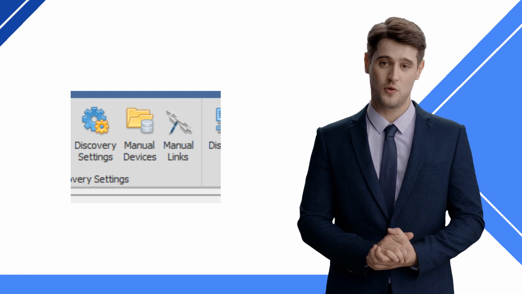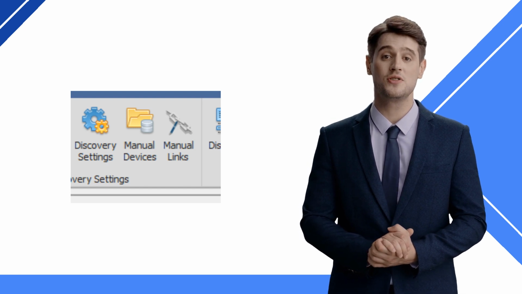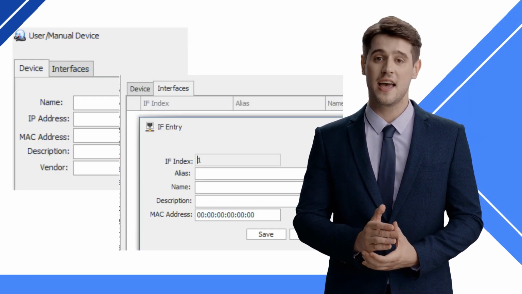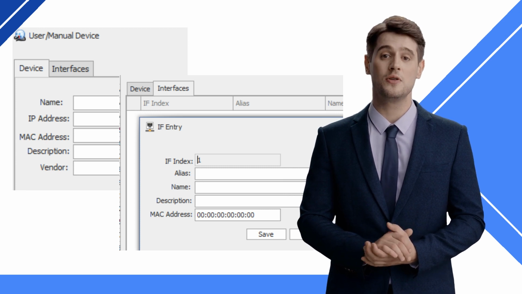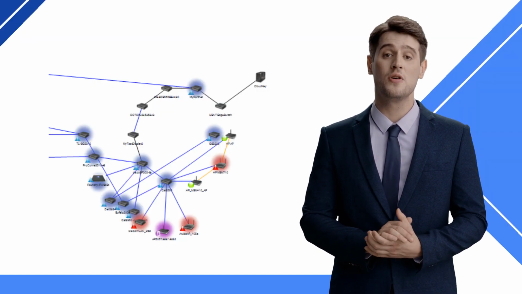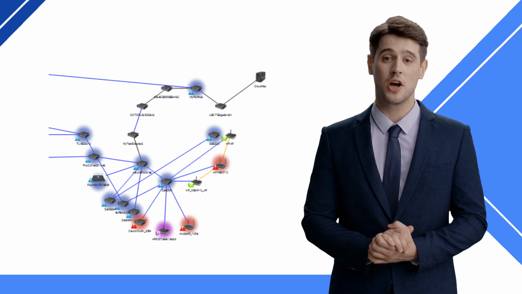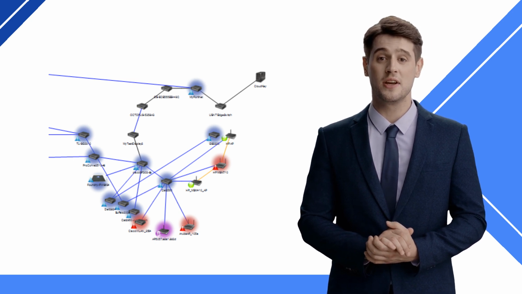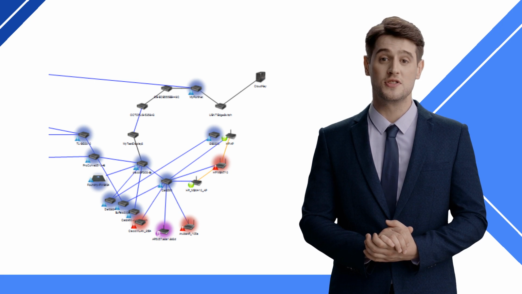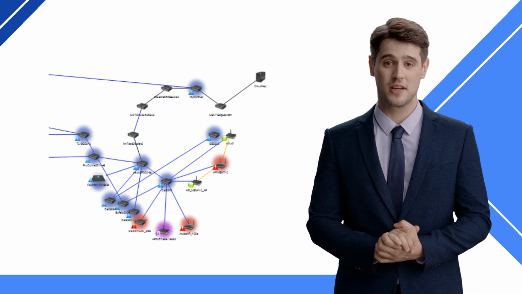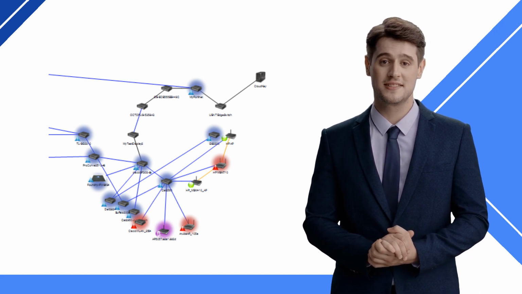I can click on the manual devices option on the top bar and add the generic device. I can enter the device name, IP address, and the interfaces it connects to. After adding a generic device, the topology will automatically recalculate to include the generic device in order to complete the connection when the path is broken. Now you can see the new device in the network.